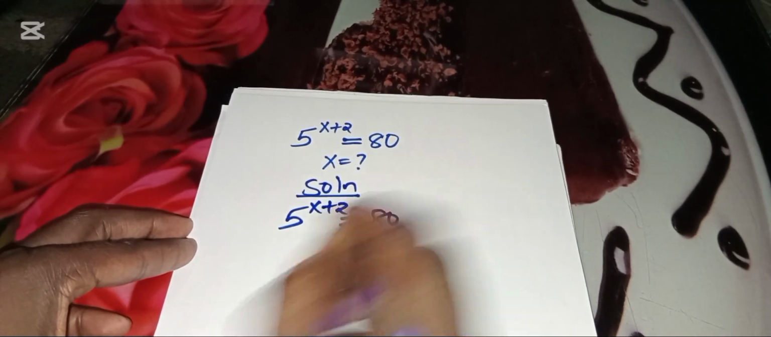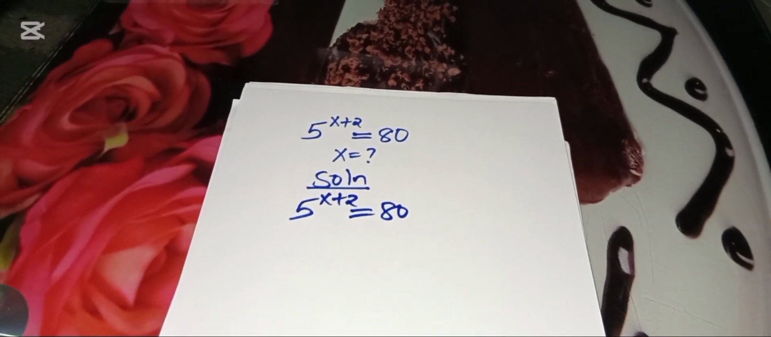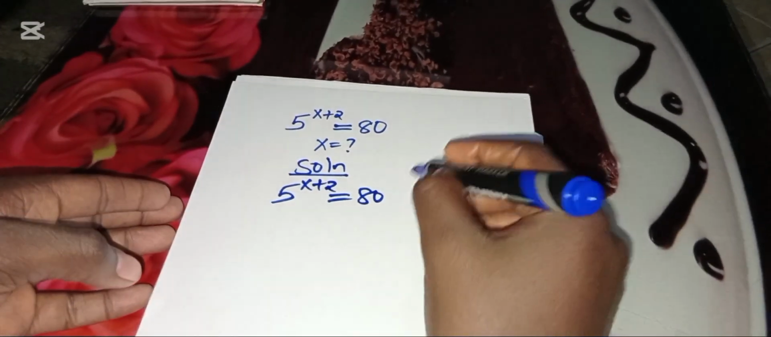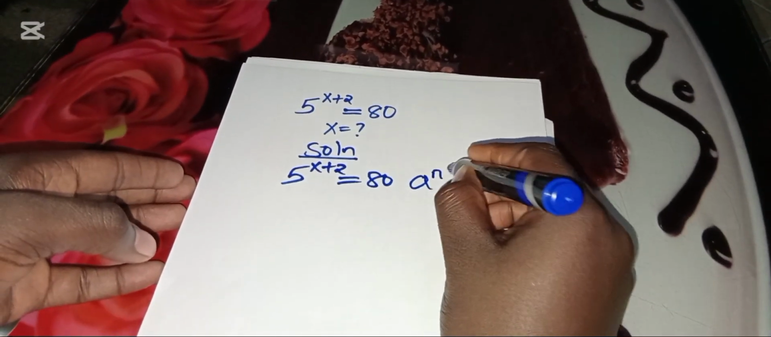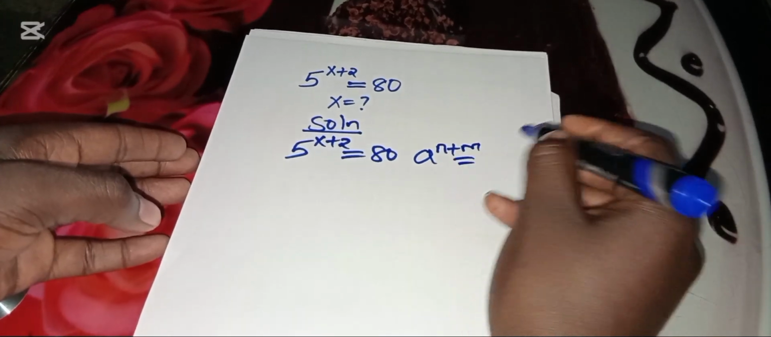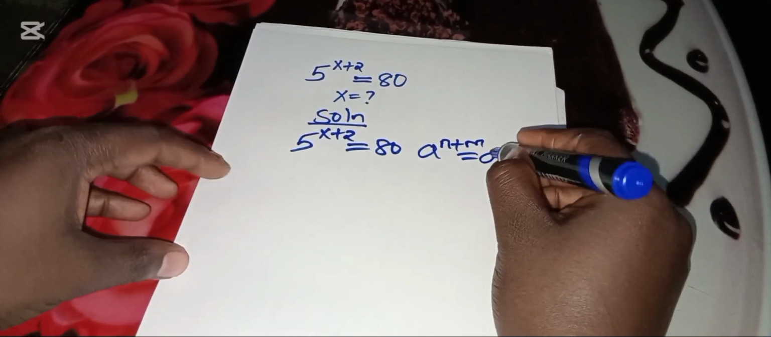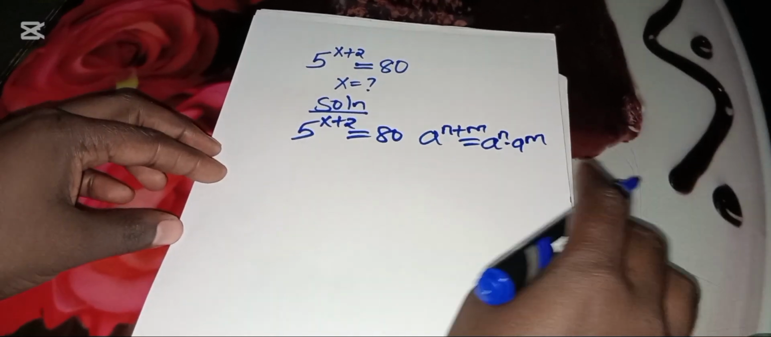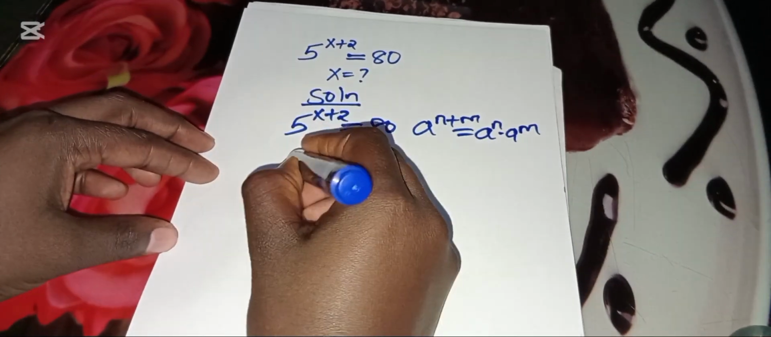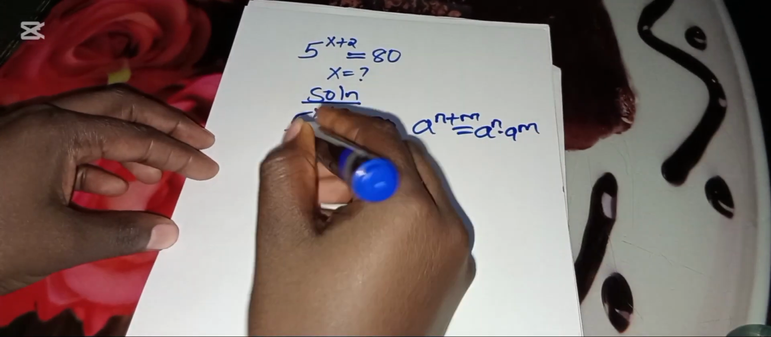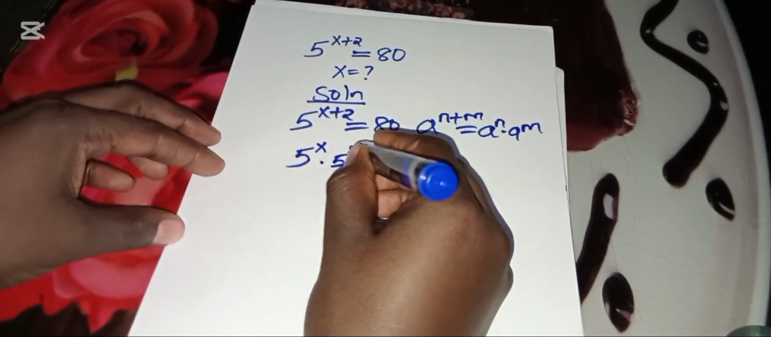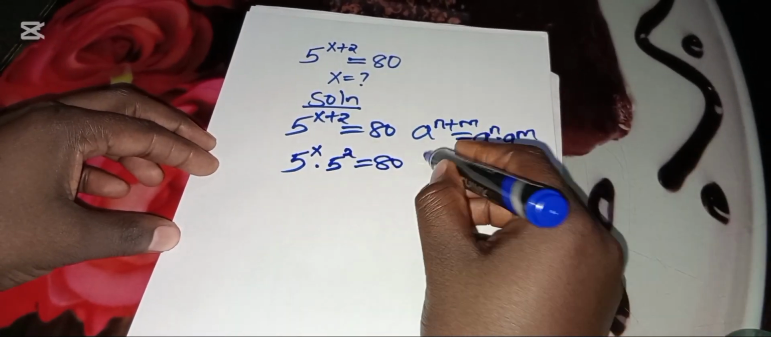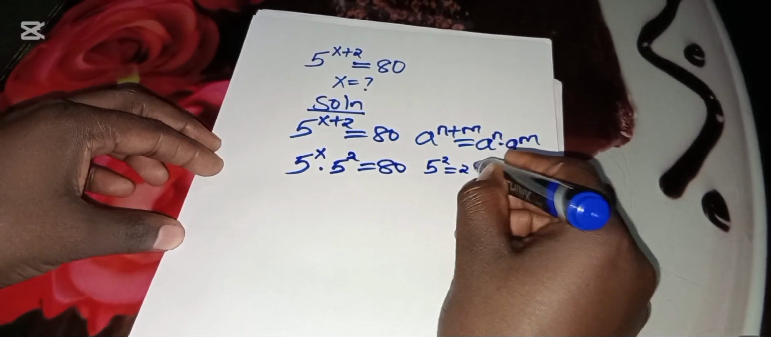This is equal to 80. Okay. So 5 raised to power x plus 2 is in the form of a raised to power n plus m, which we can express as a raised to power n multiplied by a raised to power m. Alright, so let's do that, so that you're going to have 5 raised to power x multiplied by 5 squared. This is equal to 80. Okay, so 5 squared, this is equal to 25.